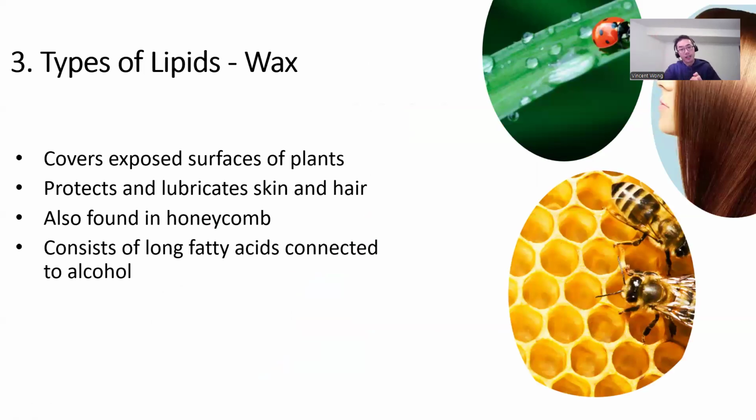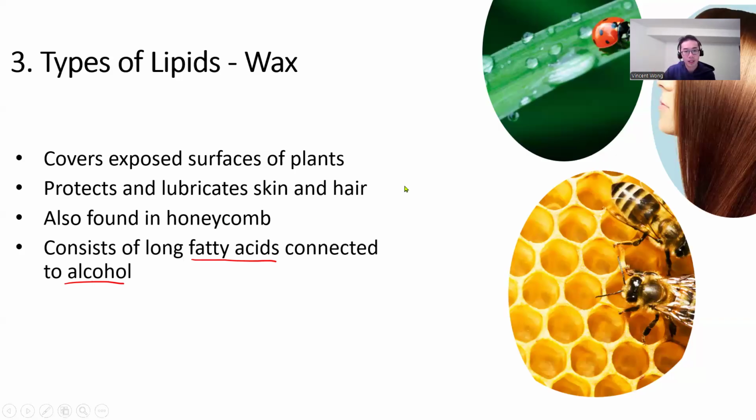The third type of lipids would be wax, and wax covers exposed surfaces of plants. They help protect and lubricate skin and hair. If you put your hands together and put some water in it, water is not going to go through your skin and into your hand because of the wax. Okay. And you will find wax in other structures like honeycomb. People use beeswax to make cosmetics, right? And the components that make up the wax include the fatty acids, and there are some alcohols connected to it. Okay, that's all you have to know for wax.